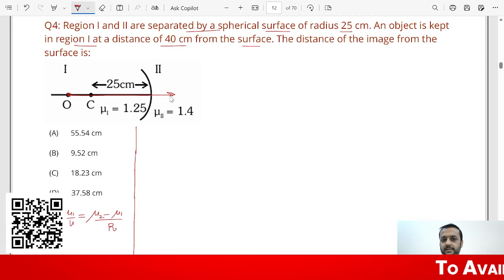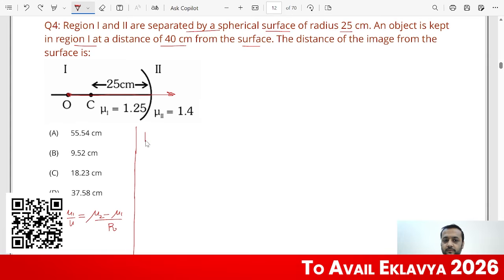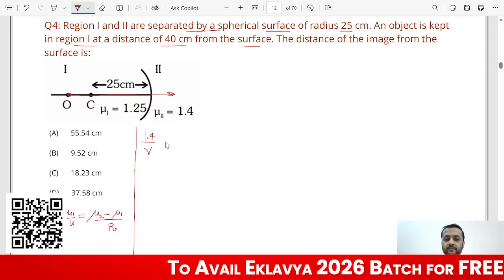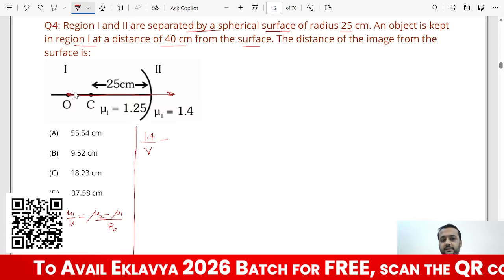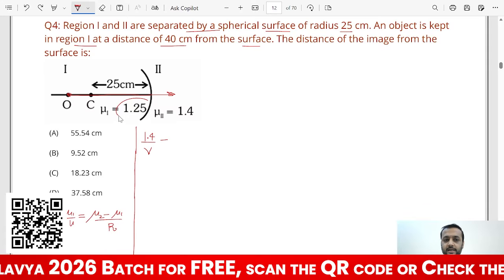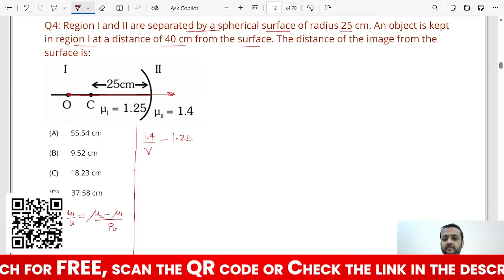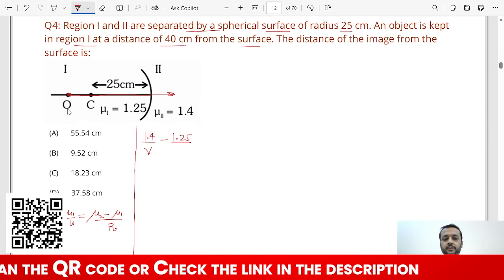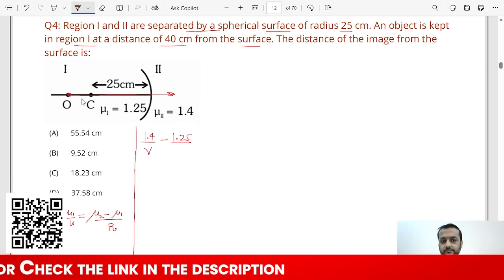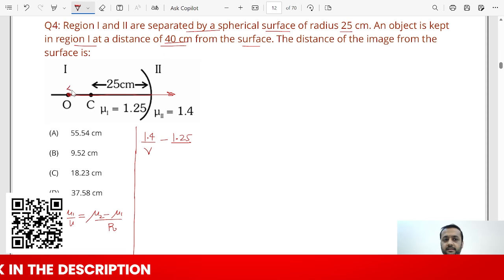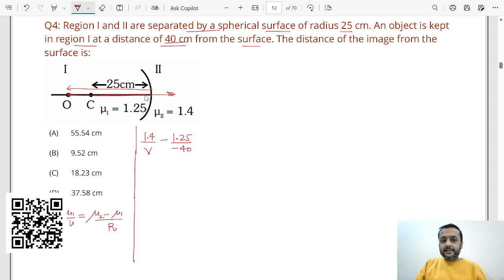So mu2 is basically 1.4. So for mu2 you will write 1.4. Mu1 is the medium from which light comes, so that is 1.25. Light comes from 1.25. And u is the object distance, and that you will put as minus 40. Why minus 40? Because incident light is going in the right direction and the object was kept on the negative side of the pole, you can say the negative side of the surface. Which is why this will be minus 40.